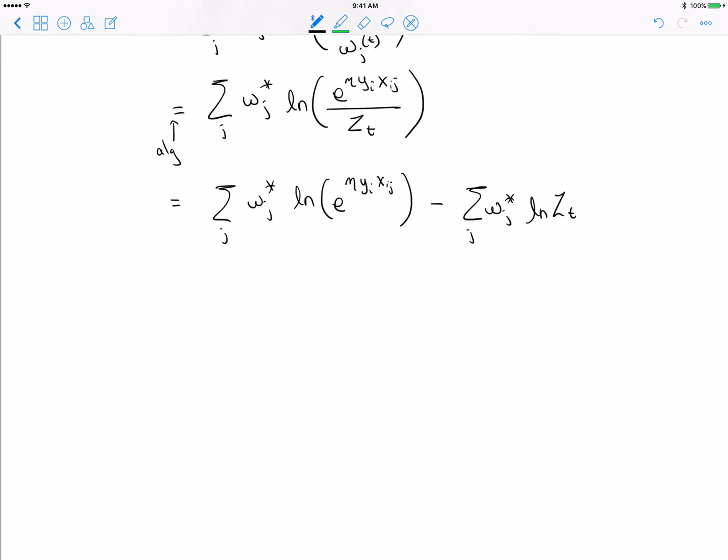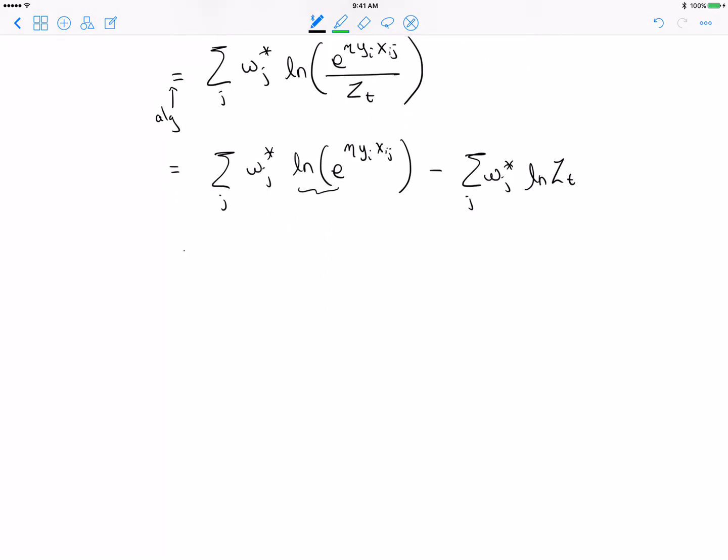Now guess what? The log and the e cancel each other out. And I get sum over j, w_j star, and then over here, I get eta y_i x_ij minus, and then this thing, I'm just going to pull the log of z_t out. But remember, at the very beginning when we defined w_j star in the statement of the theorem, we defined it as a discrete probability distribution, so actually this sum is 1.